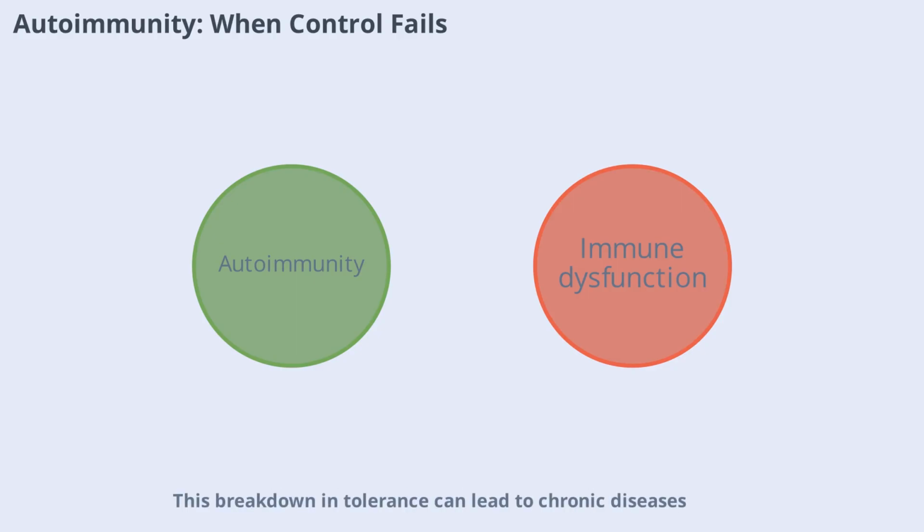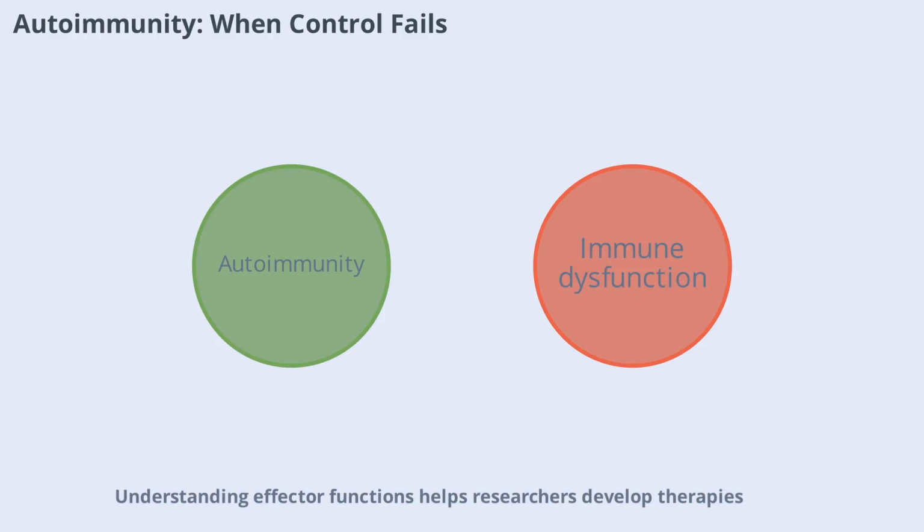This breakdown in tolerance can lead to chronic diseases. Understanding effector functions helps researchers develop therapies to restore balance and prevent tissue damage.